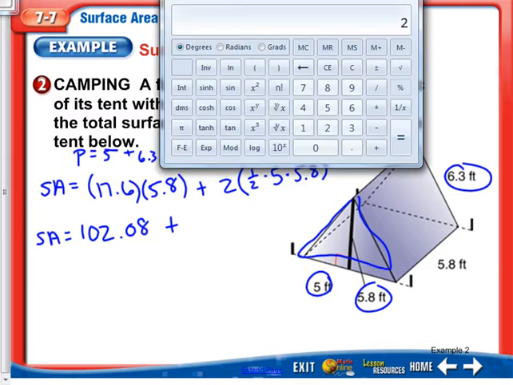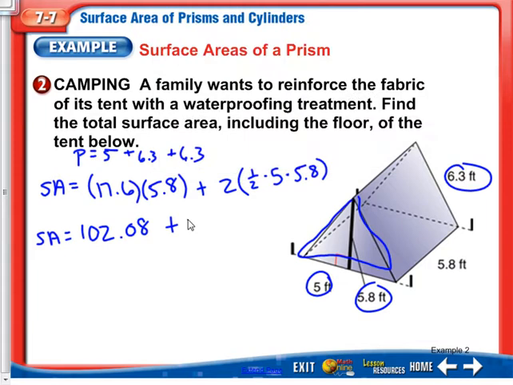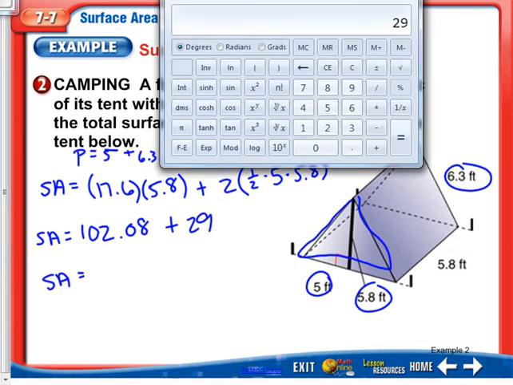we're going to do 2 times 0.5. Just because I'm typing in my calculator, I can go ahead and convert that to a decimal, times 5.8. And so I'm going to have 29 there for the area of my bases. And now I need to add that to my lateral surface area, 29 plus 102.08. That gives me 131.08.